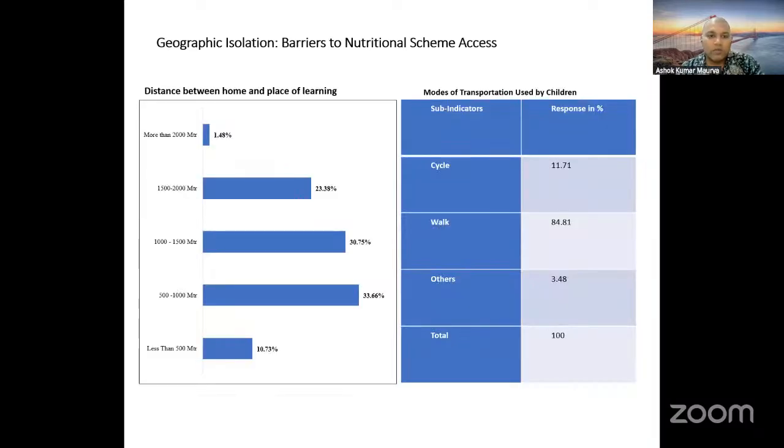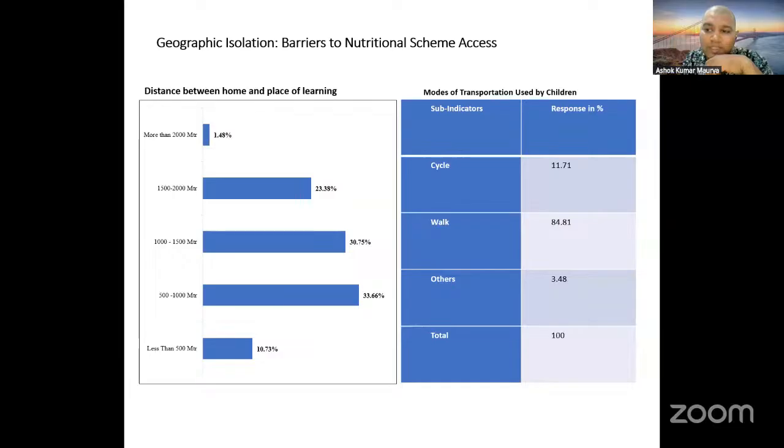And now, the geographical barrier. The children are coming from villages, from different tolas, different hamlets, and their distances vary. When we asked about the distance between their homes and place of learning, around 34% of children said they come more than 500 meters to 1 kilometer, and around 31% said around 1 to 1.5 kilometers, and around 23% said they come more than 1.5 to 2 kilometers. And how do they come? Most children come on foot, around 85%.